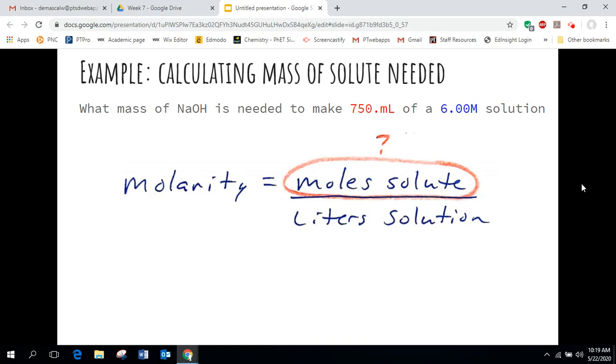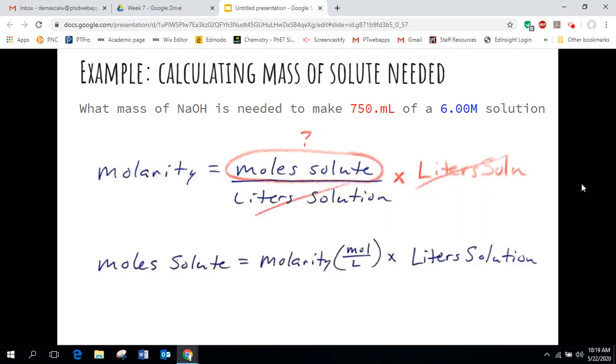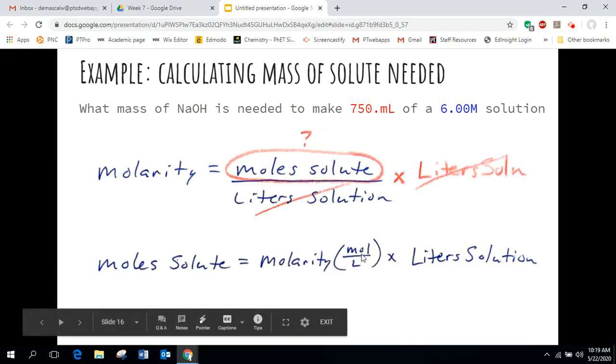So this is our unknown. We're going to rearrange the equation, multiplying both sides by liters of solution. Liters of solution is going to cancel out on this side. We're going to end up with molarity times the volume. It's going to give us moles. Multiply out, or show the units as moles per liter for molarity. That way, these liters and these liters will cancel. You end up with moles, which is what you're looking for.